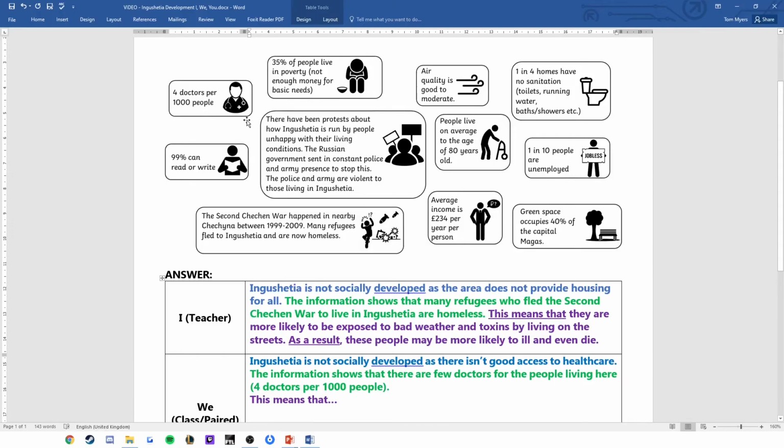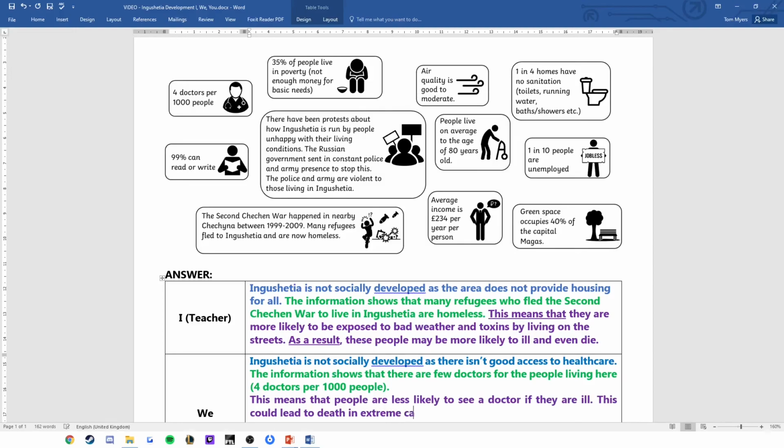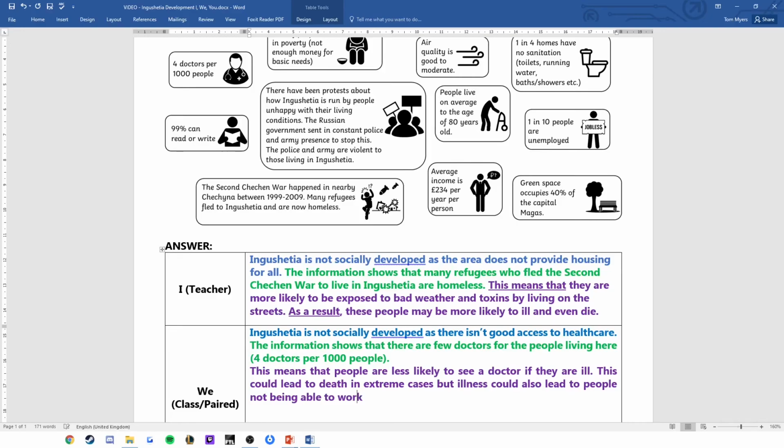And then I've got to think about, well, what will this actually mean? So this means that people are less likely to see a doctor, are ill. This could lead to death in extreme cases. But illness could also lead to people not being able to work, therefore not being able to afford their basic needs, such as food or rent.